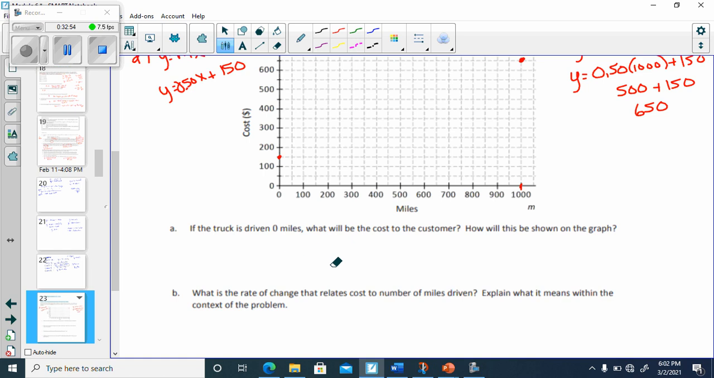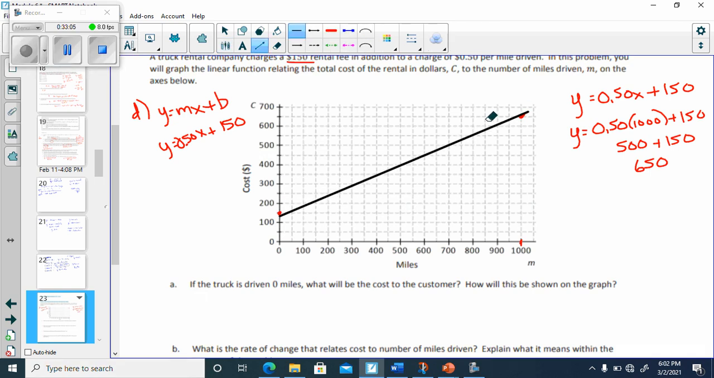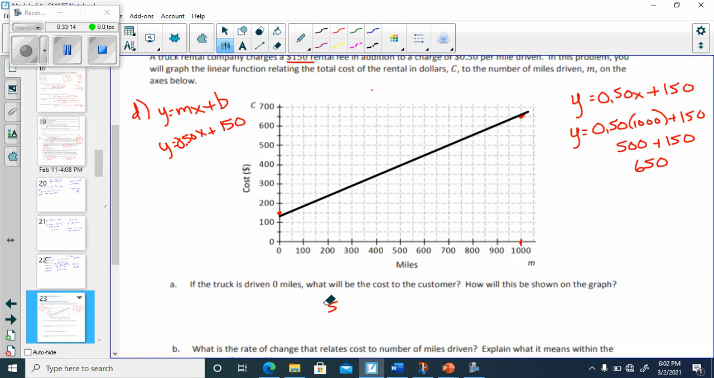If the truck is driven 0 miles, what will be the cost to the customer? $150, right? Because it's 0 miles, it's $150. We're going to draw our line through here. At 0 miles, it's $150. Where is this shown on the graph? It is the y-intercept.